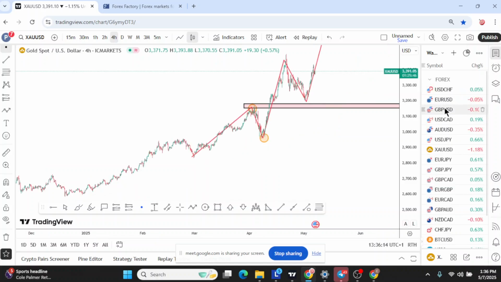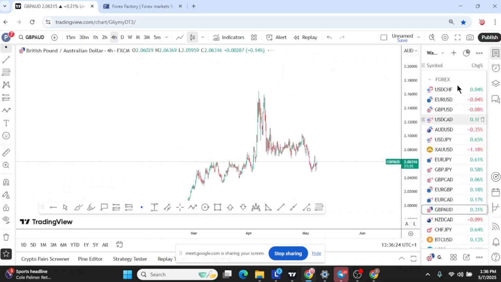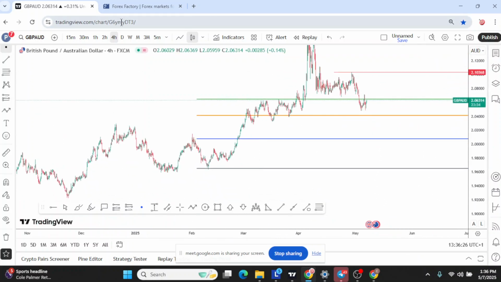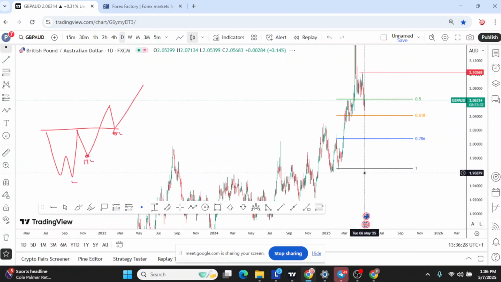Let's change these charts. Let's look for a trade that is bullish. Okay, I think we have something like that on GBP AUD. We have something like here on the day chart.